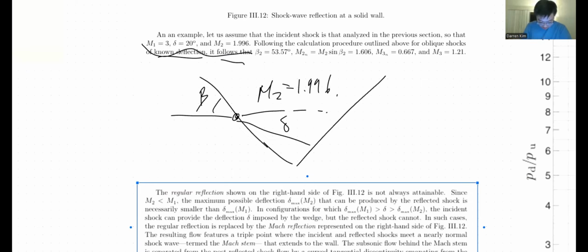So what does this tell me? This is the inclination of this one over here, which you can kind of see how to get, because this is beta afterwards, right? This beta is apparently 53.57. How did someone get that?